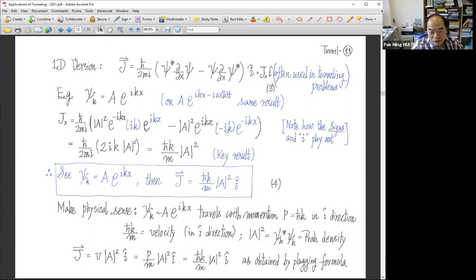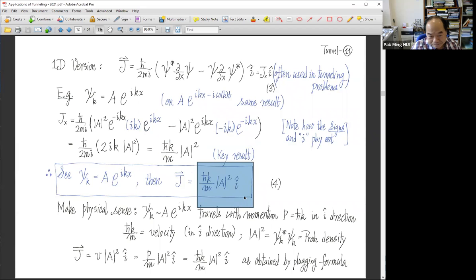Now look at some magical thing happen. The definition has a minus, and then there is a minus. So this term adds to this term. So I have 2i, okay? And I have an i that cancels, and I have a rather simple answer. h bar k over m, times the magnitude of A squared, okay? So this is the key result. Summary: next time, when you see a wave of this form, the J is this form.